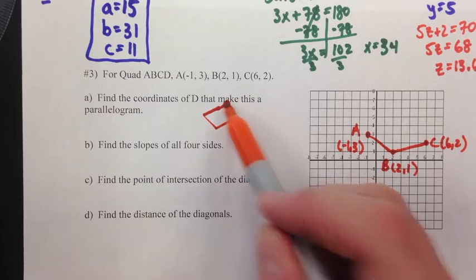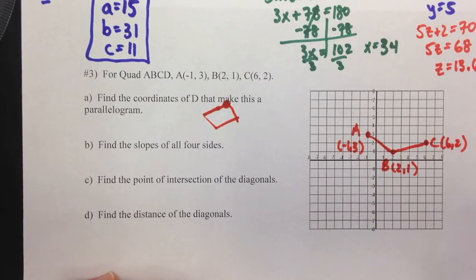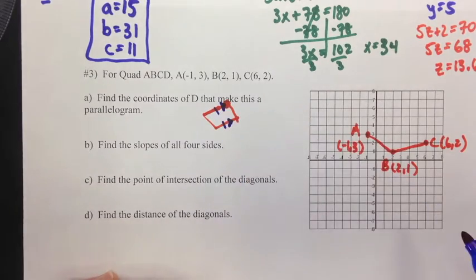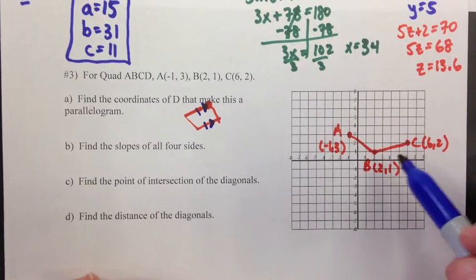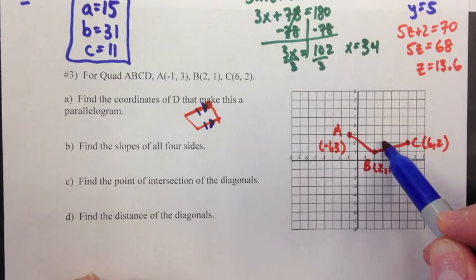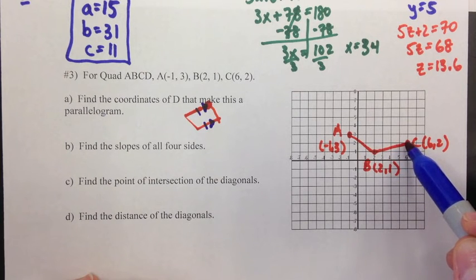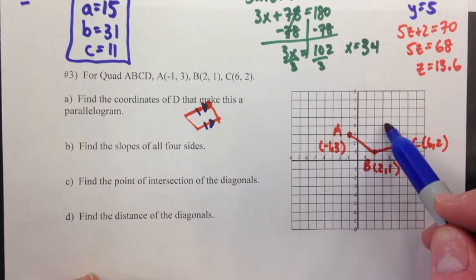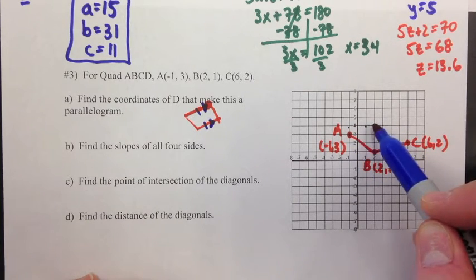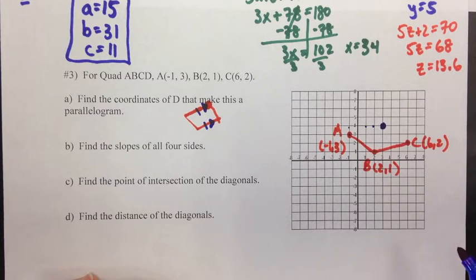I'm going to have to figure out where to put that point right there. I can do that because I can count. Opposite sides of a parallelogram are congruent and parallel. So here's what I'm going to do. Let me count from B to C. I'm going to count using slope. Rise 1, run 4. This would have to be the same. It would have to be parallel and congruent. Rise 1, run 4. There's my fourth point.